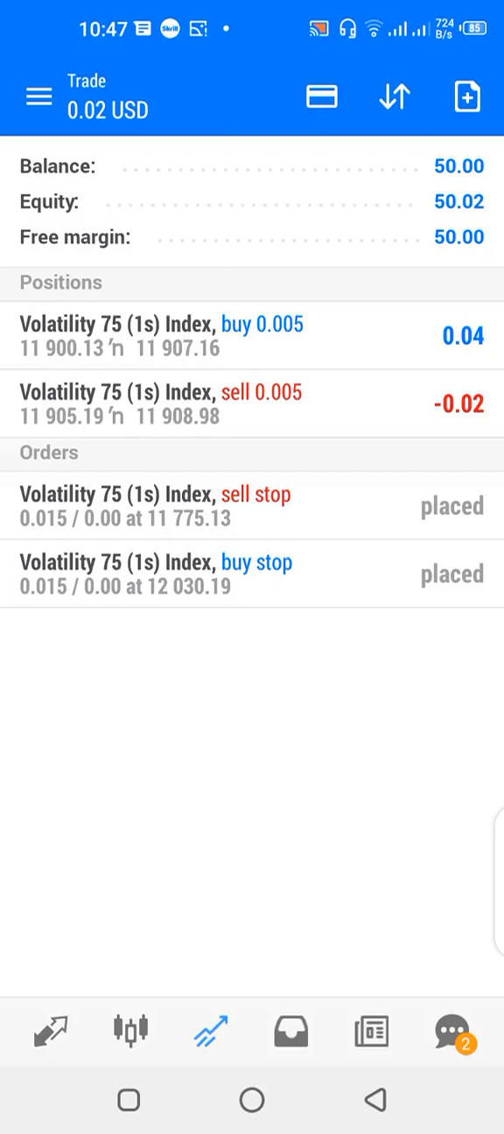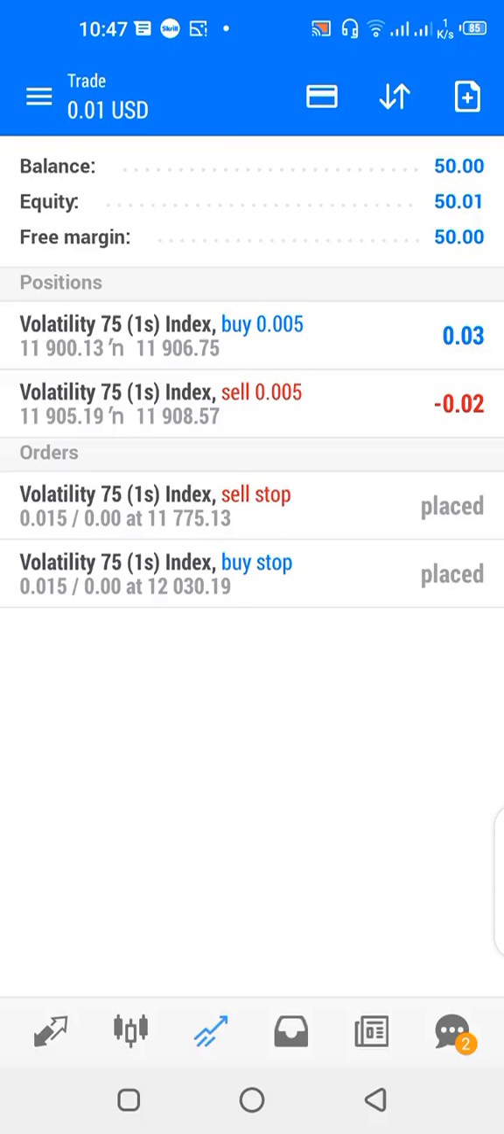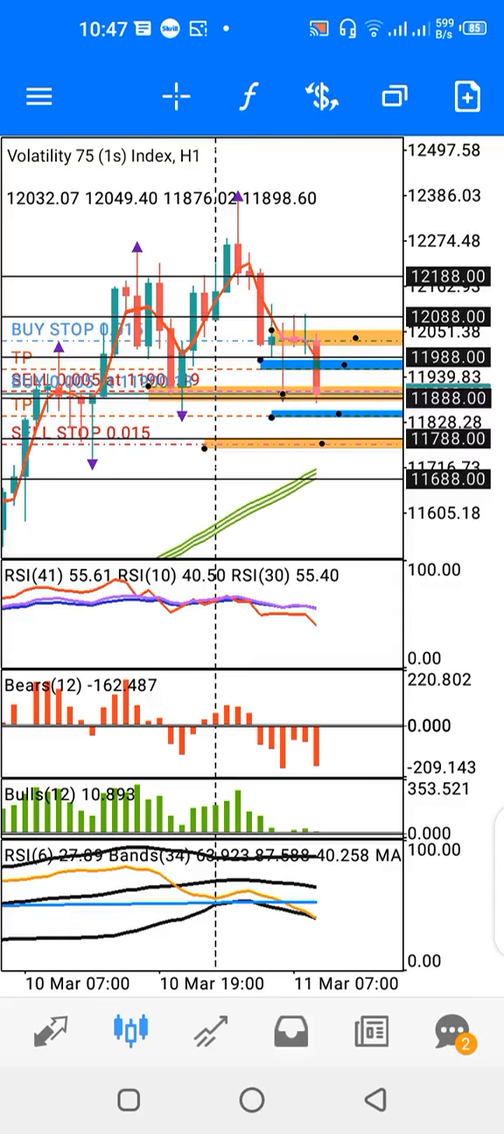Okay, but the beauty of V75 1s is that it is very slow. Price moves very slowly. But for V75, price moves fast, and the rate at which you trade is also more risky. V75 1s is of low risk because price moves slowly and the lot size is very small compared to V75 that has a higher lot size, that carries more margin. The margin is higher for V75 than for V75 1s.